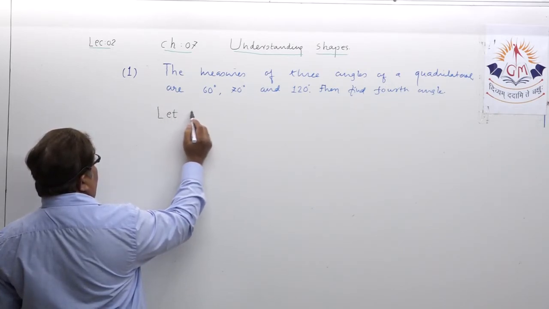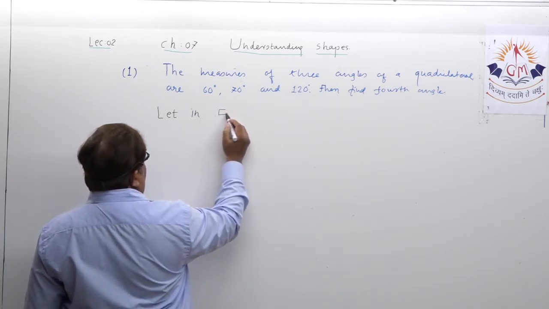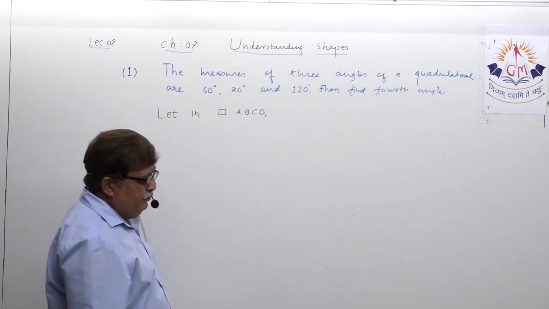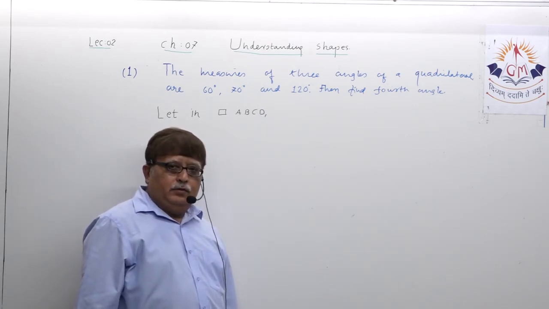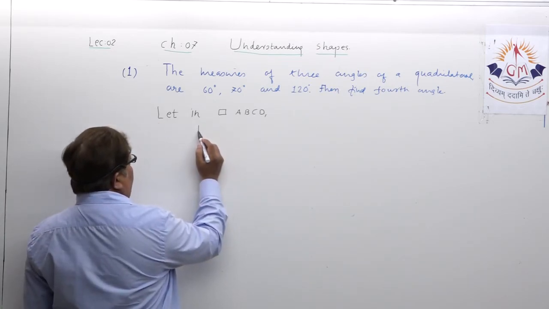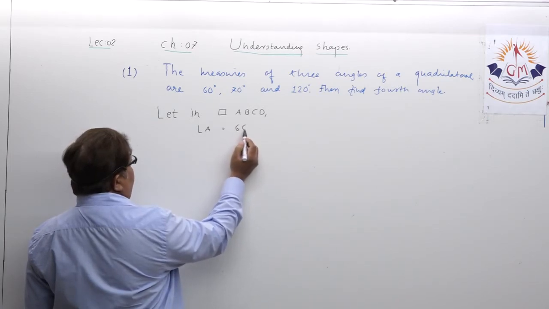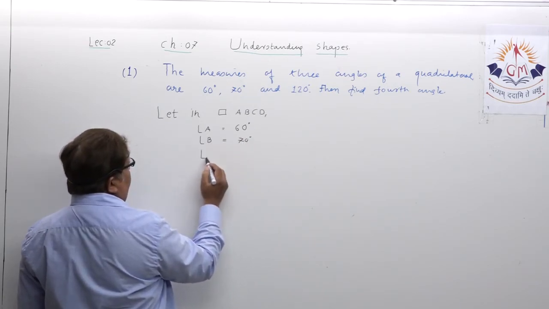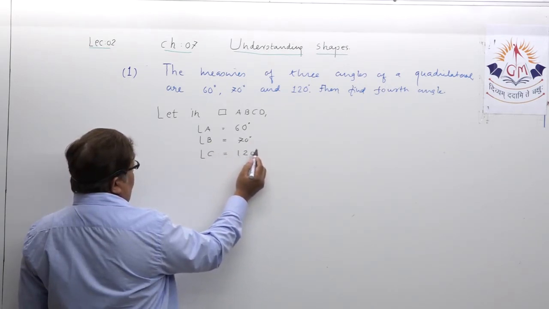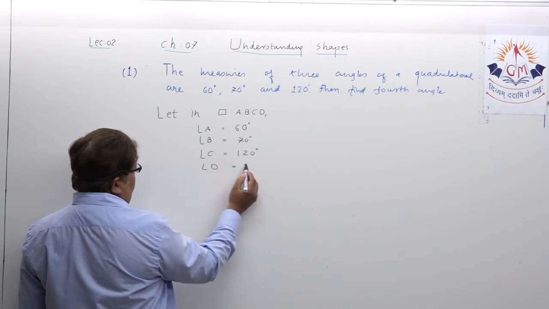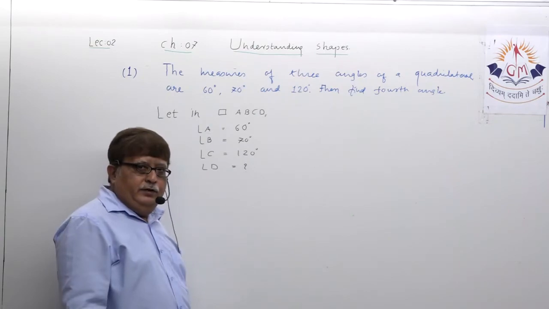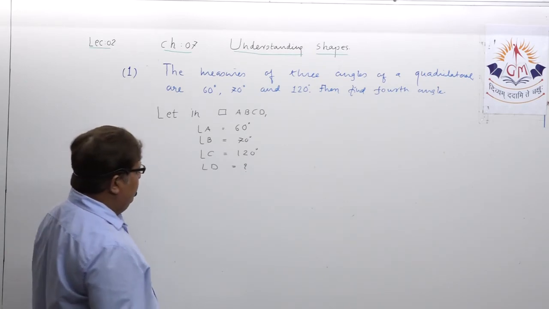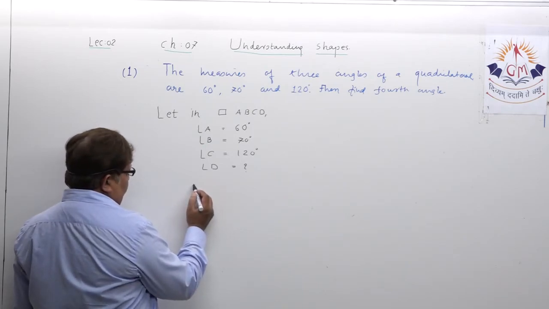Let in quadrilateral ABCD. This is the way you can start. Angle A, let us accept, is 60 degrees. Angle B, 70 degrees. Angle C, 120 degrees. Angle D is a question mark because we have to find the fourth angle. Angle D we have to find. Three angles have been mentioned here. Now dear student, how will you write? You have to write this way.